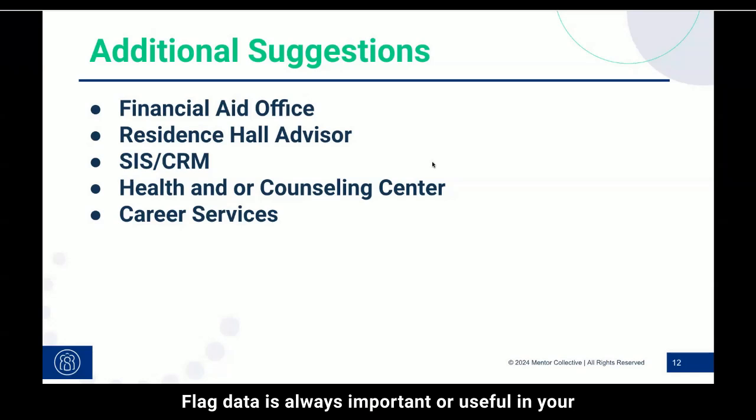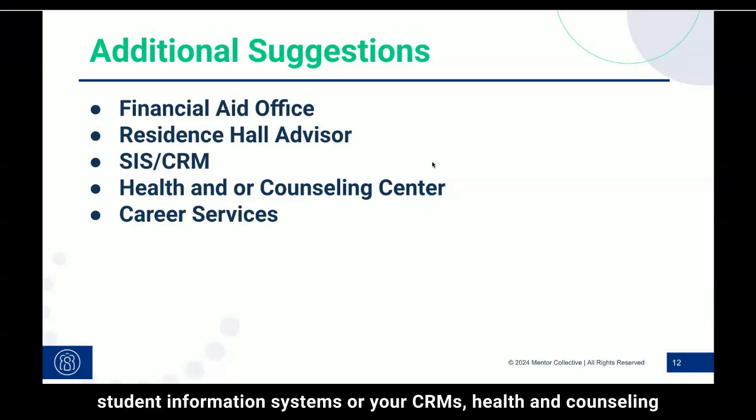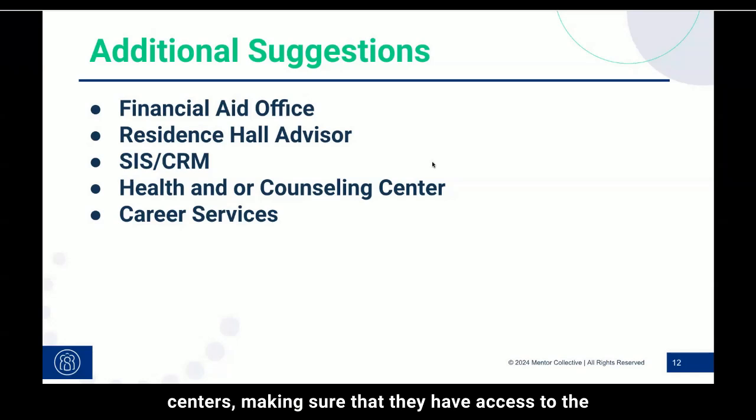Flag data is always important or useful in your student information systems or your CRMs. Health and counseling centers, making sure that they have access to the students who may have health and wellness flags. And then of course, career services as well. That often shows up in the career readiness programs, but we're not talking about goals today. If students are interested in developing their career readiness, there's goal and flag information that's really useful for your career services offices.